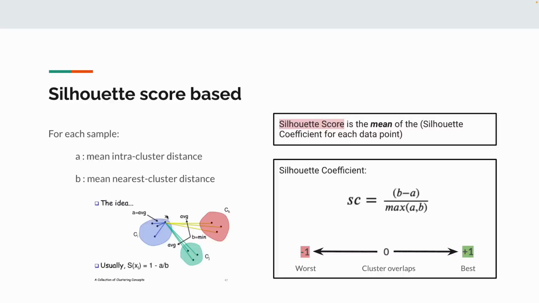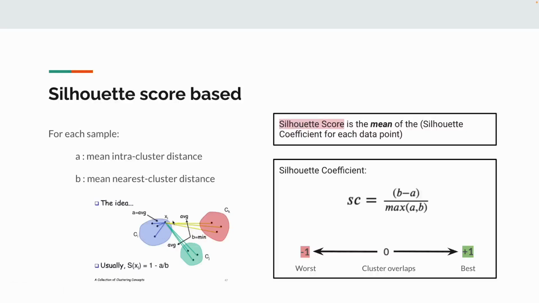Let's imagine that x_i is a data point within cluster C_i. What is the average distance between this data point and the other data points within the cluster? That's the a. So a is the average of the within-cluster distance.